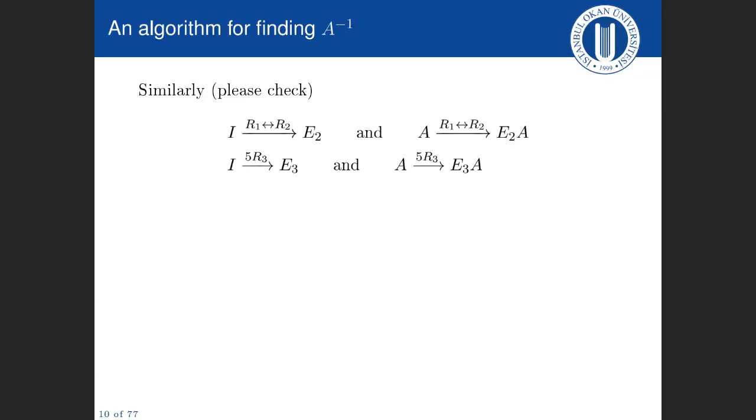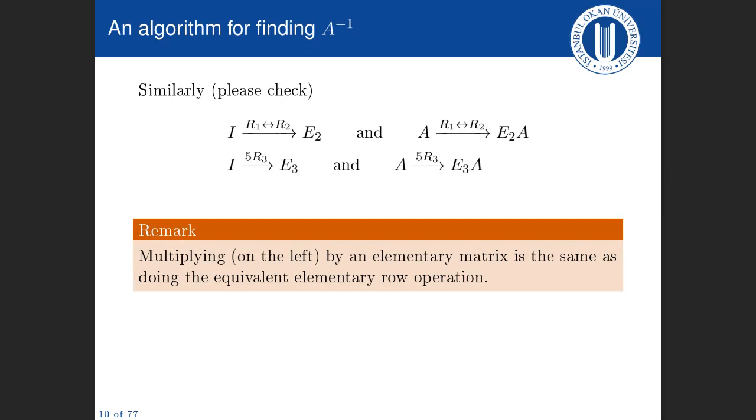And I'll leave it for you to check that if we do the row operation swapping row 1 and row 2 on I, we get E2. But if we do exactly the same row operation on A, then we get E2A. If we do the row operation 5 times row 3 on I, we get E3. If we do exactly the same row operation on A, then we get E3A. So in fact, multiplying a matrix on the left by an elementary matrix is effectively the same as doing the equivalent elementary row operation on that matrix.